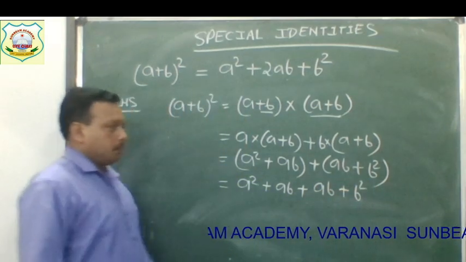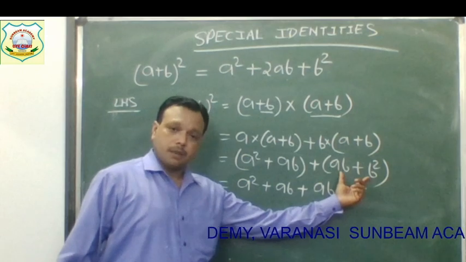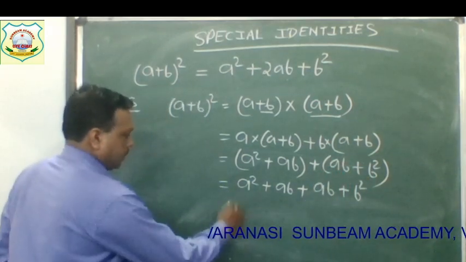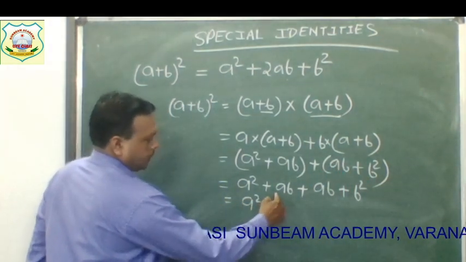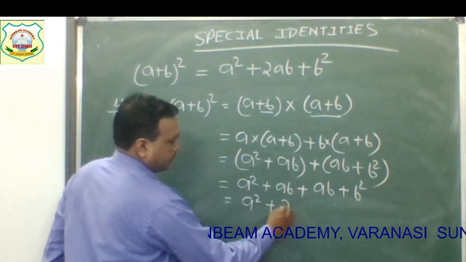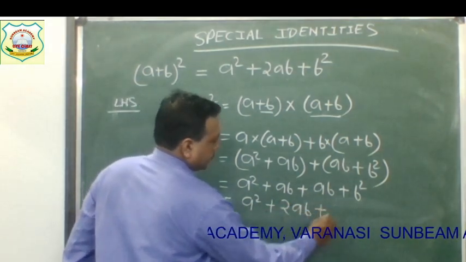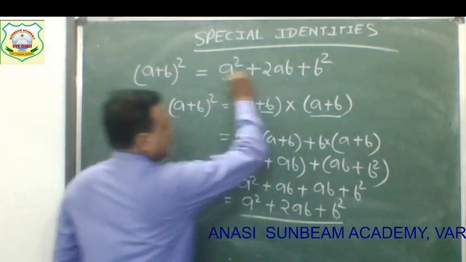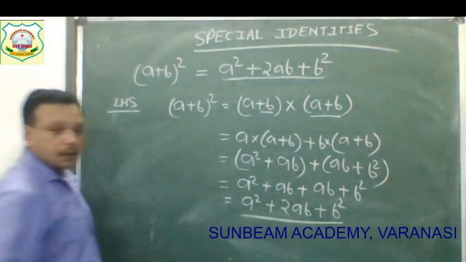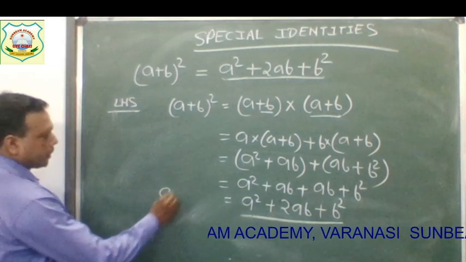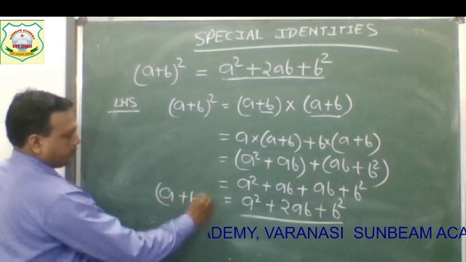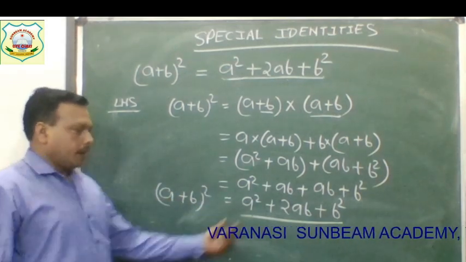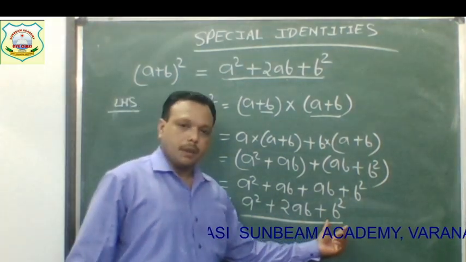Now we will see the like terms. There is a plus sign, so the sign will not change. a square is single here. ab plus ab, that is 2ab, plus b square. Now you can see here this one and this one, both are the same. So this way we will get a plus b whole square equals a square plus 2ab plus b square.